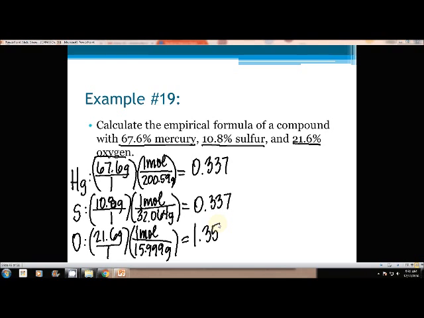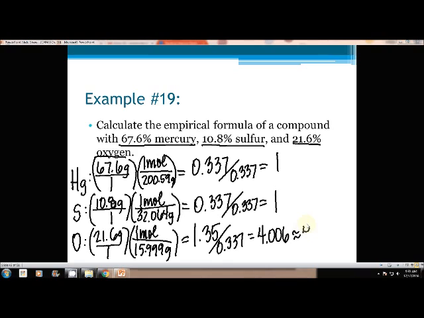Now we evaluate. We're on step 3. We pick the smallest one to divide all of them by. It just so happens that in this case, mercury and sulfur have the same number, and that is the lowest. So we're going to divide all 3 by the same number, where the mercury and the sulfur work out to be 1s, because something divided by itself is 1. And for the oxygen, when you divide that, I got 4.006-ish. So this is step 4, round to whole. Mercury and sulfur are already rounded, but oxygen will round down to 4.